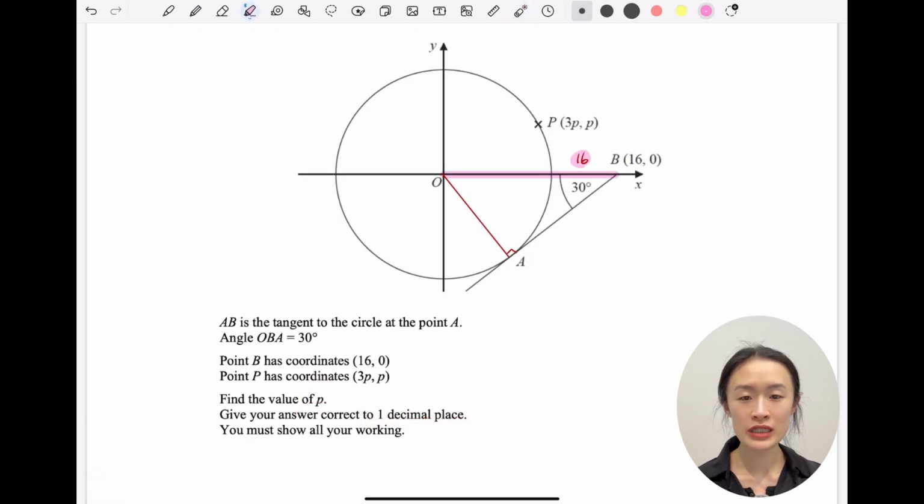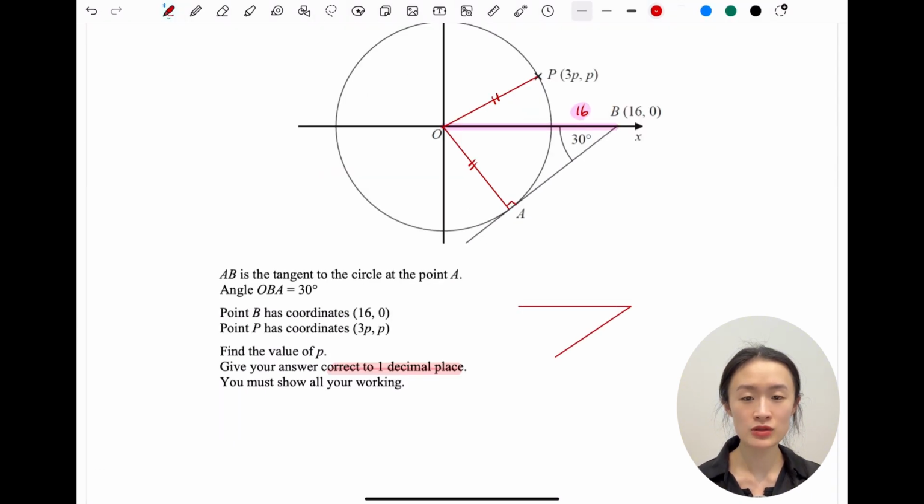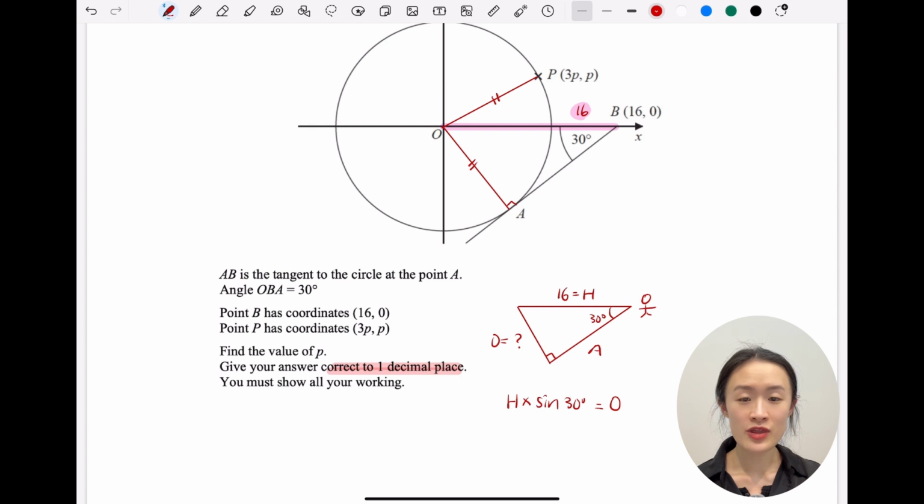So what we can do here, as we can see, there is a right-angled triangle. Therefore, I'm going to copy out this right-angled triangle and label it just so that we can see what information we have. So as we can see, it's a 30-degree angle. The hypotenuse is 16, and we need to work out the opposite. We know h times sine 30 should give us the opposite. Sine 30, we know it's a half, therefore the opposite should be 8. So that tells us the radius is 8, so then that means OP should be 8.